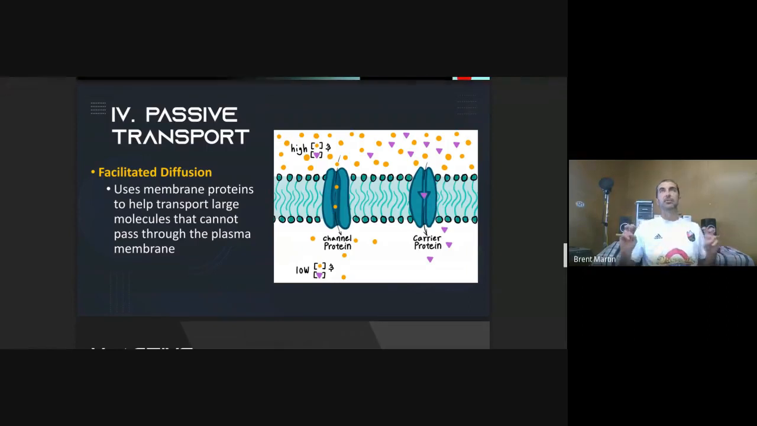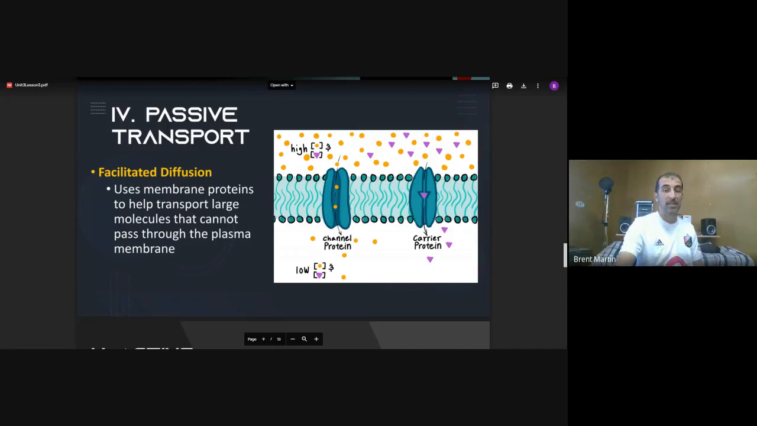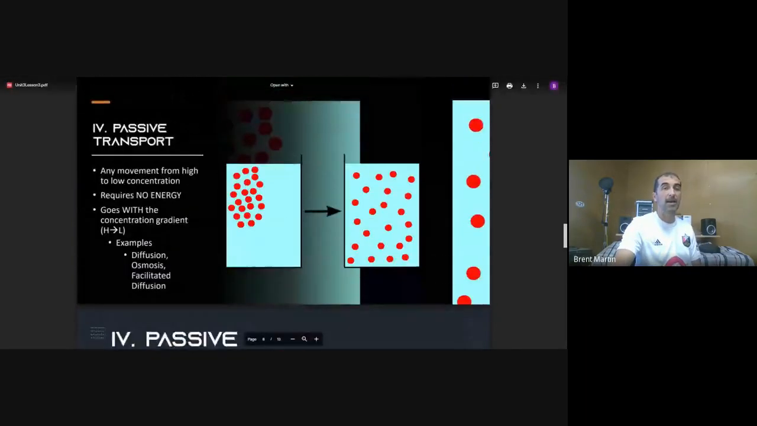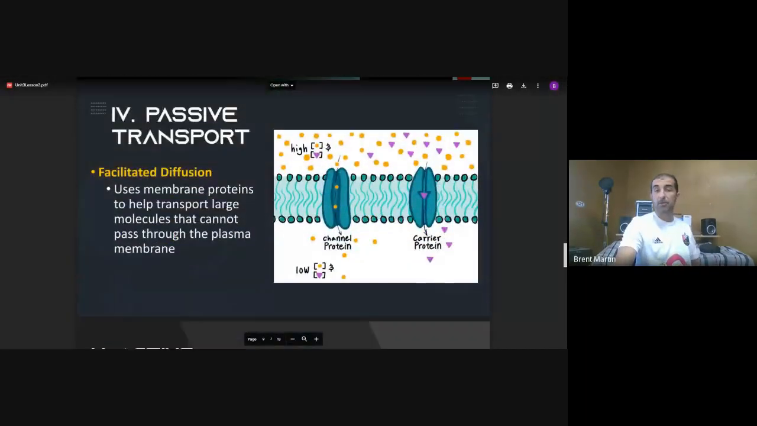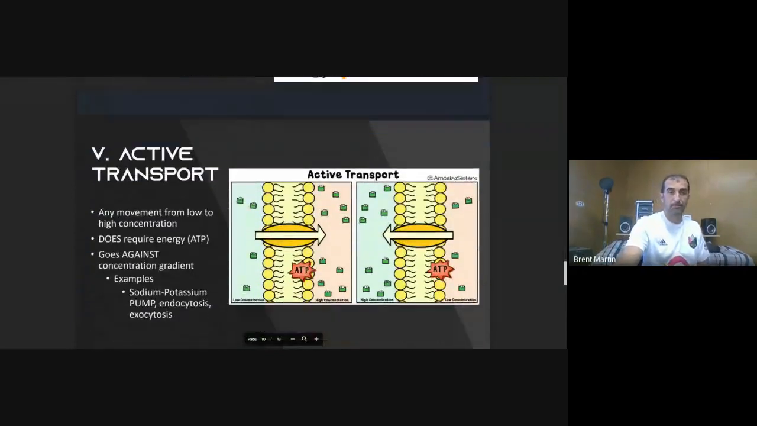If it needs a little bit of help, like this protein, right, the word facilitate means to help. So if you can understand that facilitate means that it's diffusion that needed help, then you should be okay, right? Just make sure you know it uses these membrane proteins to help move those things from high to low concentration. So those are your three types of passive transport.